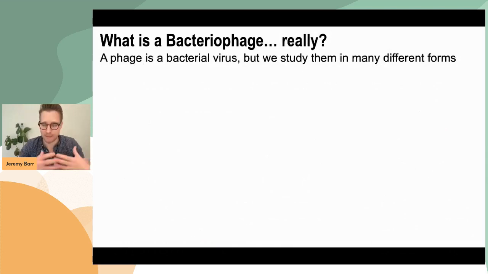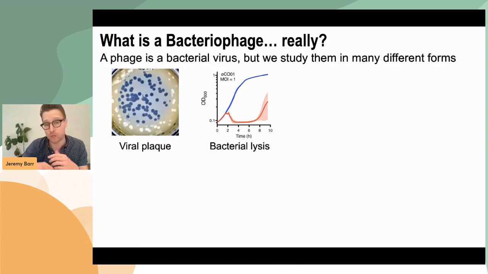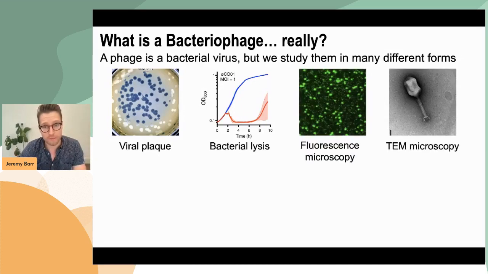These phages come in many different forms, or we can look at them with many different techniques. One of the simplest ways we look at a phage is this viral plaque assay, where a single plaque in this plate will be the result of a single phage propagating, lysing, and killing its bacterial host, and we can count these phages this way. We can also look at how the phage predates and kills its bacterial host in real time through a growth curve. But we can also look at them using microscopy. So we can fluorescently label the phage's nucleic acid and use fluorescence microscopy, or we can use electron microscopy to get these beautiful images of the phage virion structure itself.